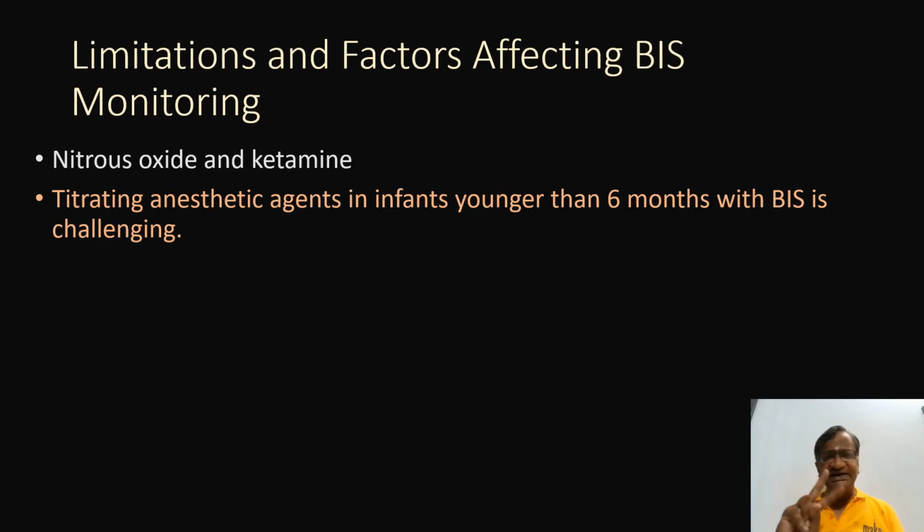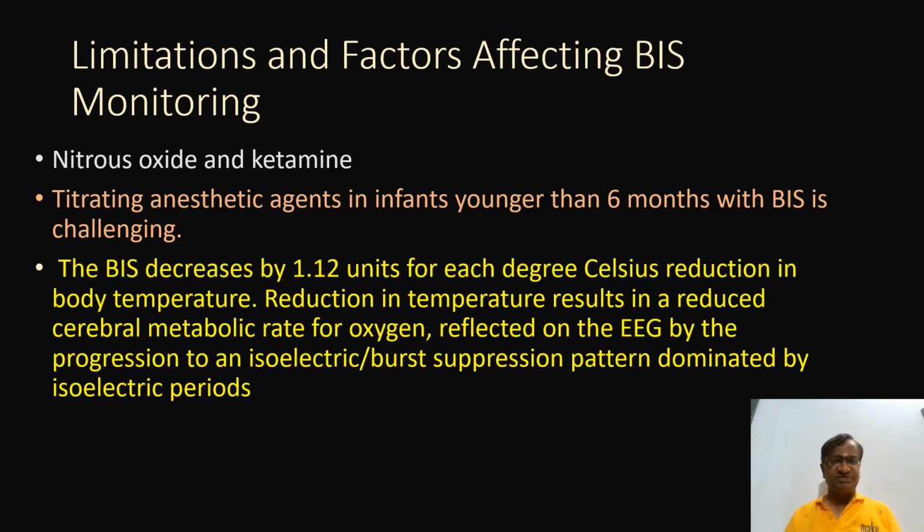There are two drugs, nitrous oxide and ketamine, because ketamine will cause a completely different type of EEG changes. So this is not very good for this monitoring. And it is also challenging in patients younger than 6 months. The problem is also with temperature. If the temperature comes down from 36 to somewhere around 33 degrees Celsius, the BIS decreases by about 5 units. So you read 45 when it is actually 50.